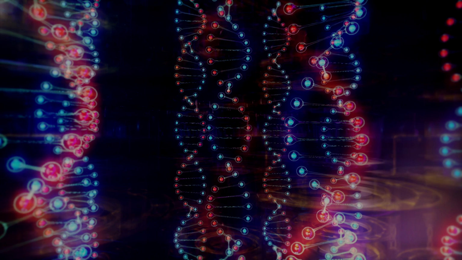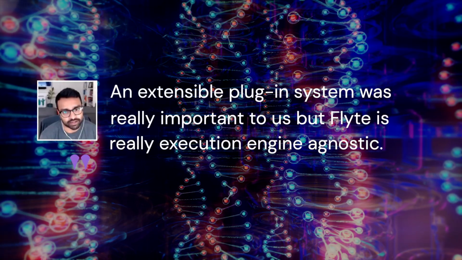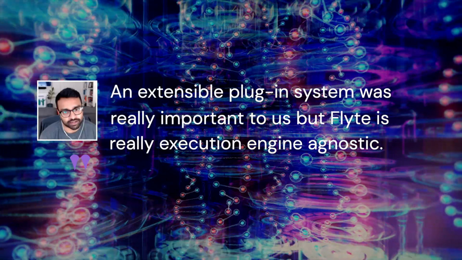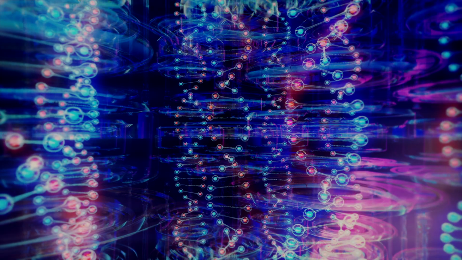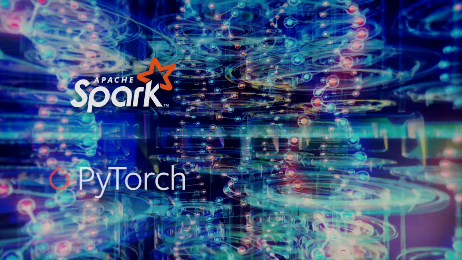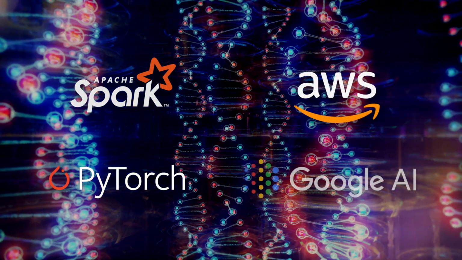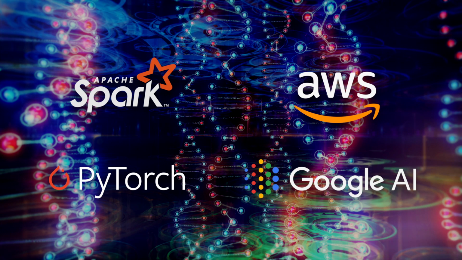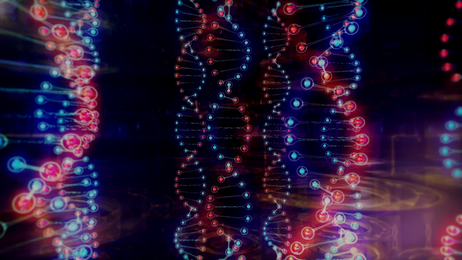It has an extensible plugin system. This was really important for us. We're running most of our workloads on Kubernetes right now, but Flyte is really execution engine agnostic. And so if you wanted to run Spark workloads, or PyTorch workloads, or whatever else, AWS Batch or Google AI Platform or something like that, we can basically write a plugin that would work. And most of these plugins already exist.